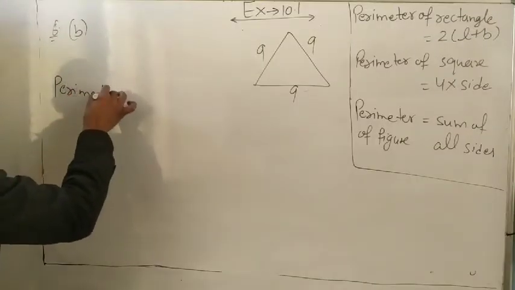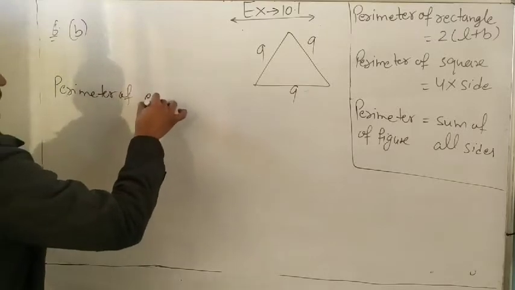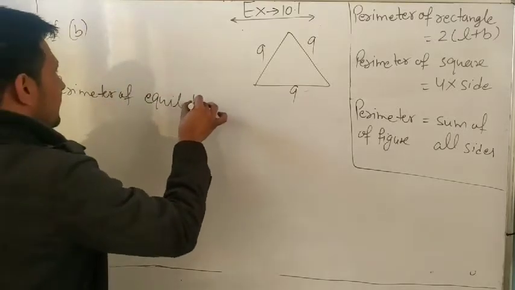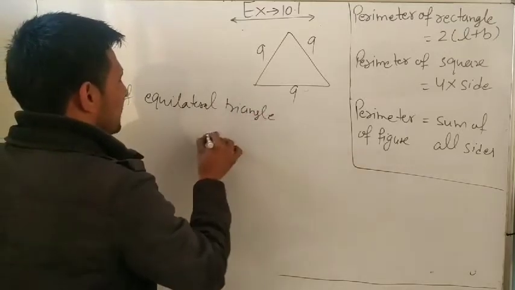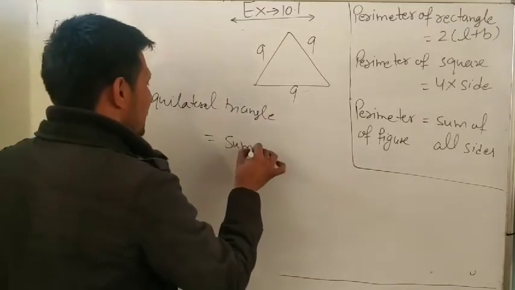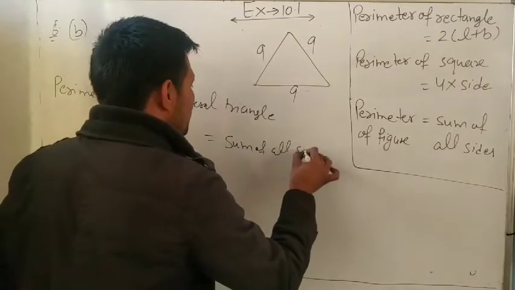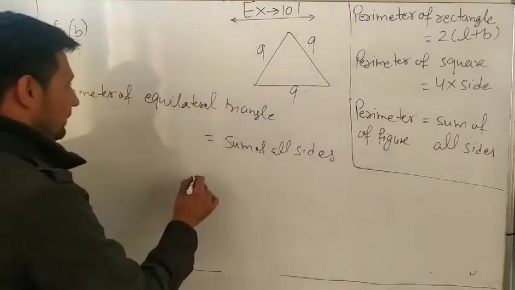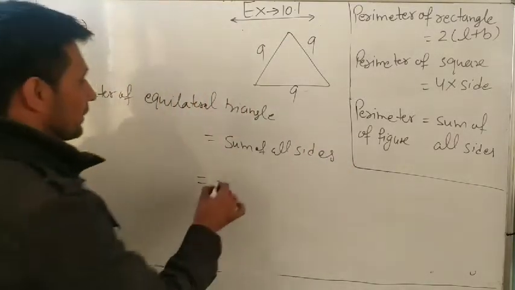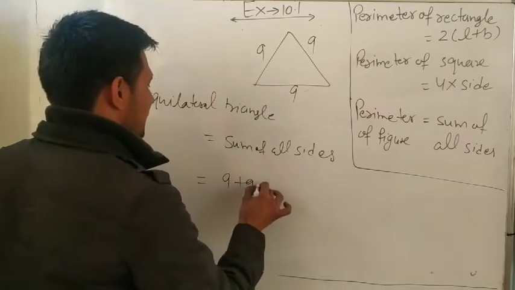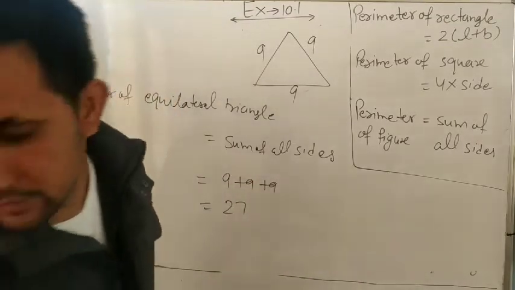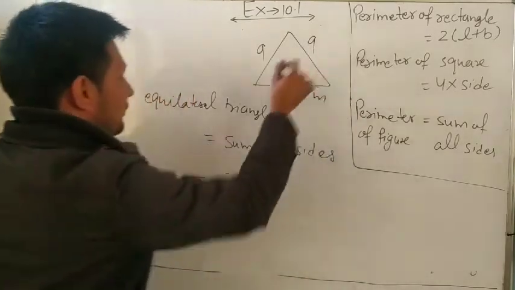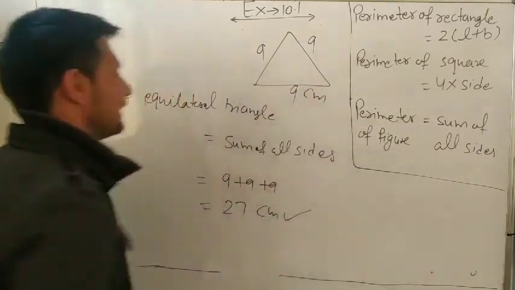Perimeter of an equilateral triangle. How much? Equal to the sum of all sides. What is perimeter? Sum of all sides. 9 plus 9 plus 9 equals 27. It is given in centimeters, so the answer is also in centimeters.